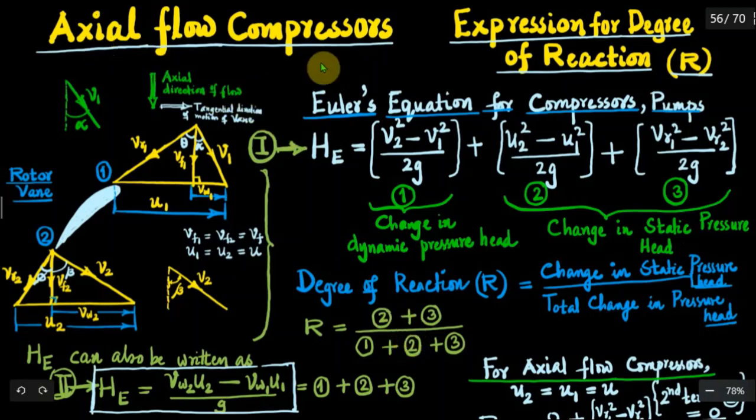Now consider the axial flow compressors, and you know that U1 is equal to U2 in the case of an axial flow compressor. So what will happen to the change in centrifugal pressure head? That will become 0 because U1 is equal to U2. So the change in static pressure head of the fluid, in this case air, is solely contributed by the change in relative velocity head, that is (VR1 square minus VR2 square) by 2g.